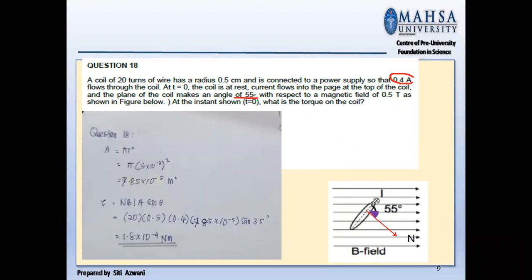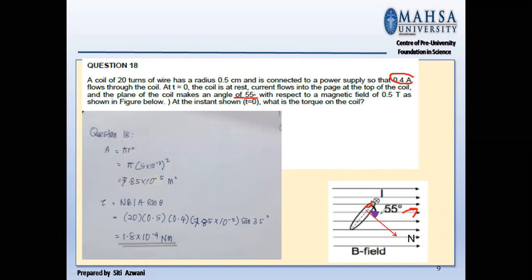You have the angle of the plane to the magnetic field B. This is your magnetic field B, the direction to the right. This is your plane. You have an angle of 55 degree.